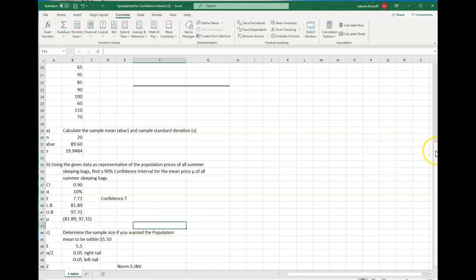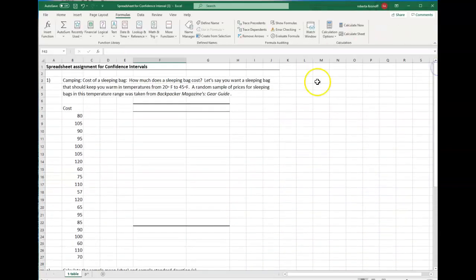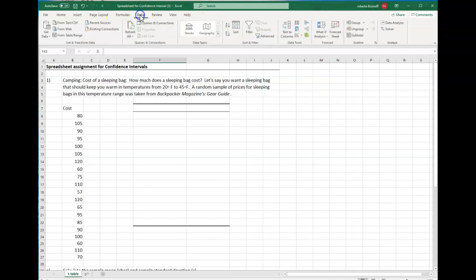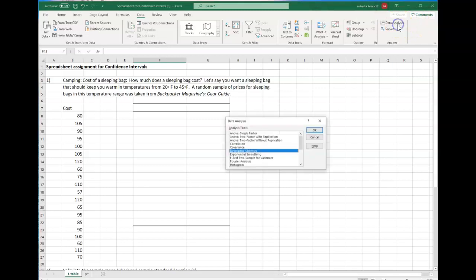Now I'm going to show you a much faster way of getting it. For those of you who have PCs, you can go to data. You can install data analysis and figure out how to do that. If you have a Mac, you should be able to do that also. If your Mac doesn't allow you through tools to include the data analysis package, you can do that on Google Sheets. So I'm going to go to data analysis.